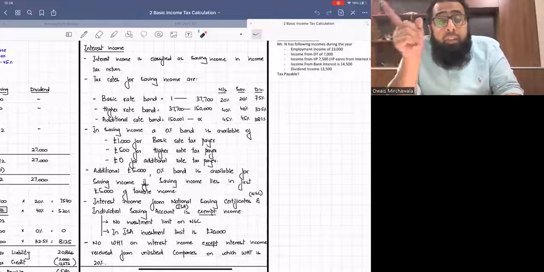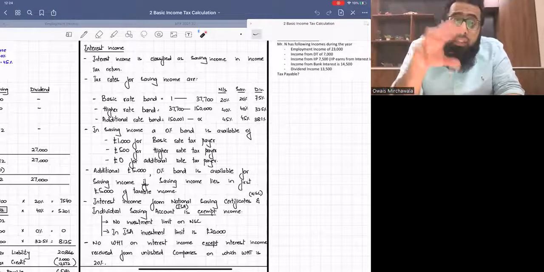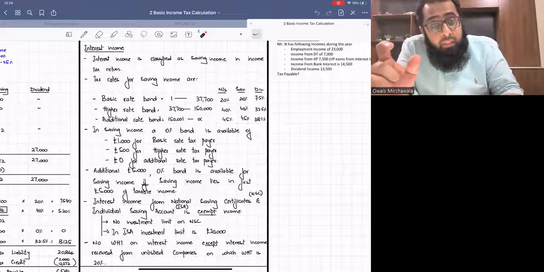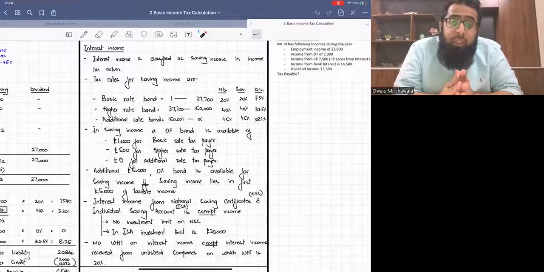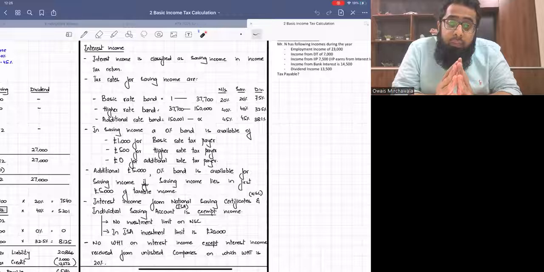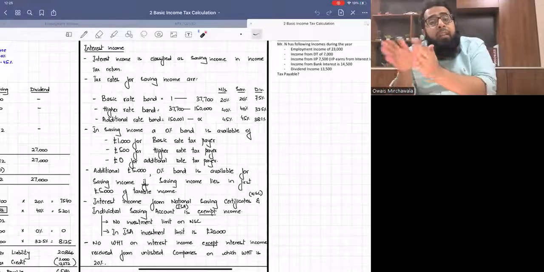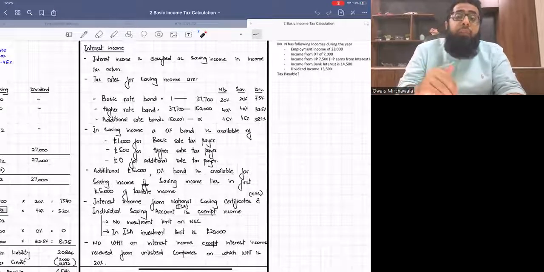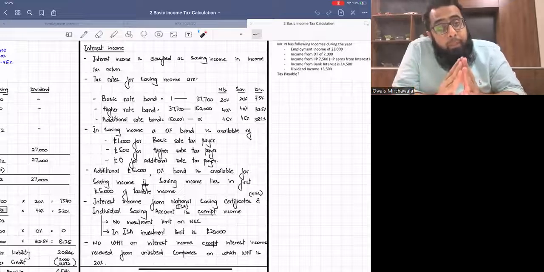If you remember, in dividend income, there was a £2,000 0% band. In saving income also, there is a 0% band, but its limit is a bit different. If you are a basic rate taxpayer, then the 0% band of saving income is £1,000. If you are a higher rate taxpayer, then this 0% band for saving income will be £500. And if you are an additional rate taxpayer, then there is no zero rate band.